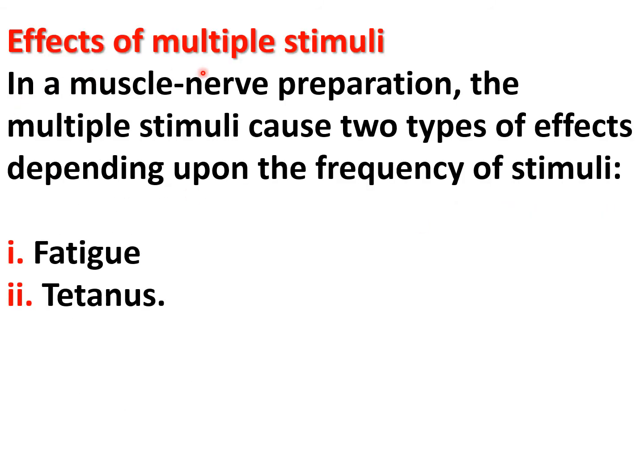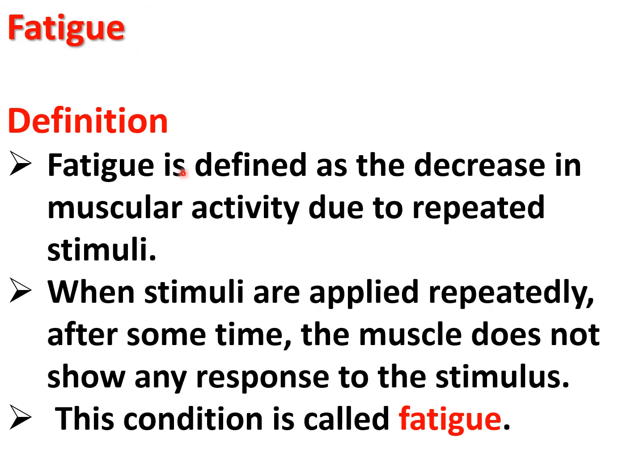Then, the effect of multiple stimuli. In a muscle nerve preparation, multiple stimuli cause two types of effect depending upon the frequency of the stimuli, and that is fatigue and tetanus. So first of all, what is fatigue? Fatigue is defined as a decrease in the muscular activity due to repeated stimuli.